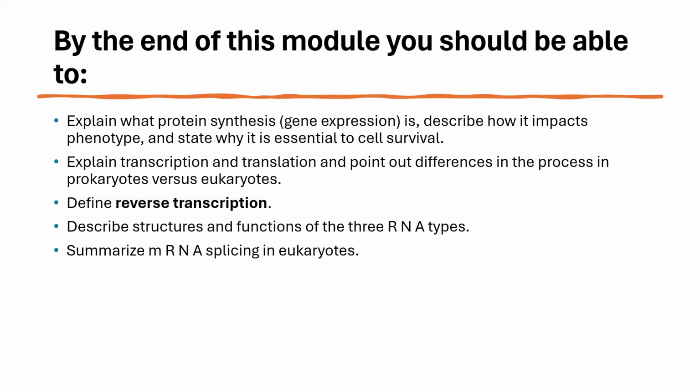Point out differences in the process between prokaryotes and eukaryotes. Define reverse transcription, describe structures and functions of the three main RNA types that we're going to discuss, and summarize splicing of mRNA in eukaryotes.